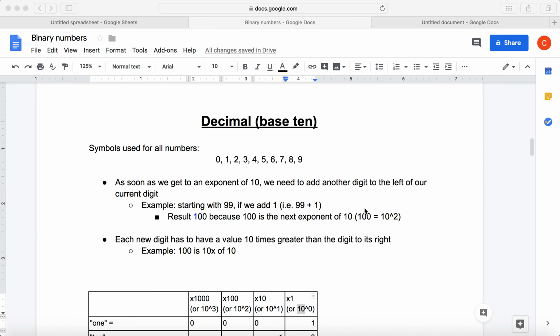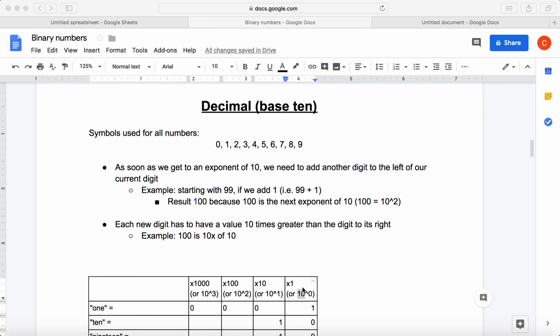So we know that for decimal, we have 10 symbols we can use, 0 through 9, and each digit corresponds to a different place. The first digit corresponds to the ones place, the second digit is the tens place, the third digit is the hundreds place, and so on and so forth. So this corresponds to 10 to the power of 0, 10 to the power of 1, 10 to the power of 2, and so on.